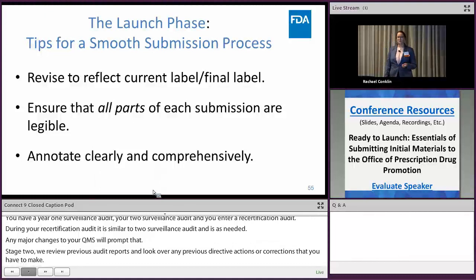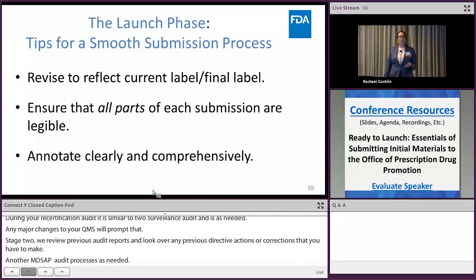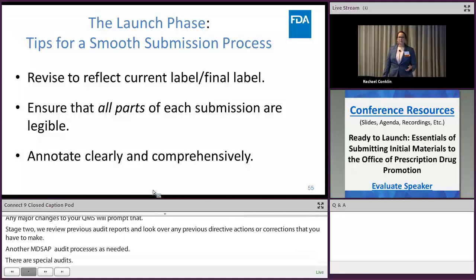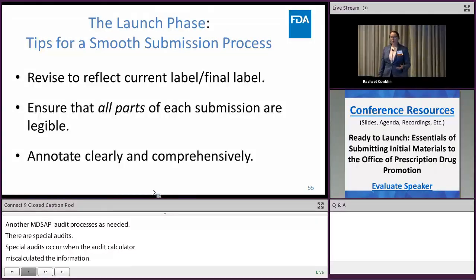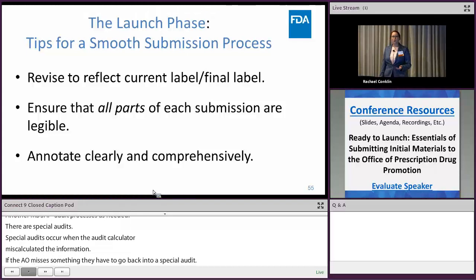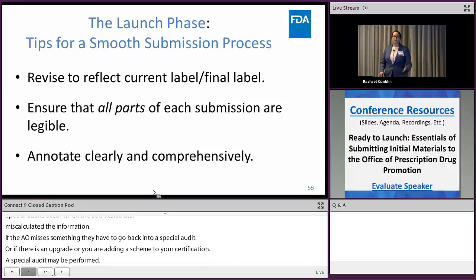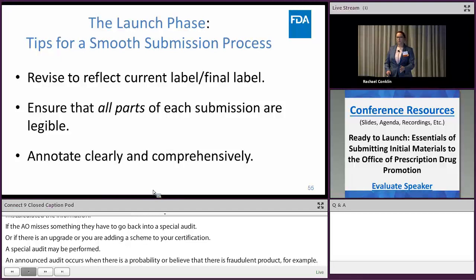So the first one is to revise to reflect the current label or the final label. This is especially applicable, I think, for accelerated approval products where materials are submitted prior to approval, so potentially prior to approved labeling or finalized labeling. But it can also occur with full approval products when a sponsor, for whatever reason, decides to submit prior to approval. So any materials that are based on draft labeling would need to be updated to reflect the final labeling, really for OPDP to begin our review.